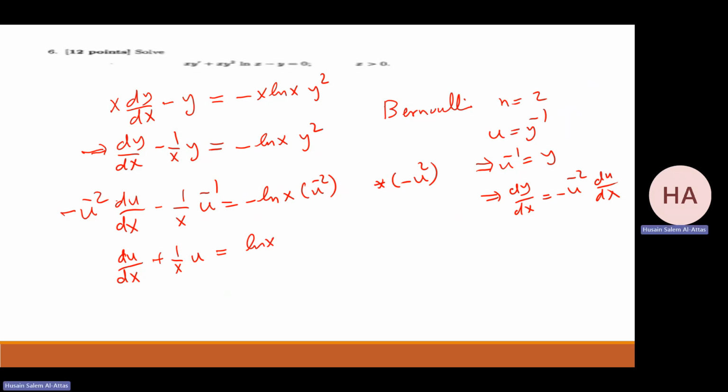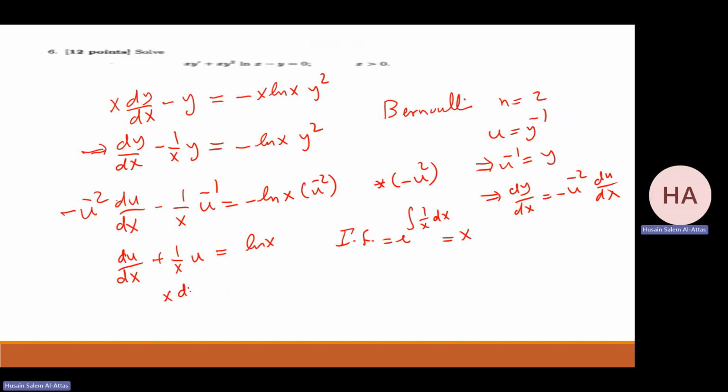Okay. Integrating factor: e to the integral of 1 over x dx would give me x. So I have x du over dx plus u equals x ln x. Okay, that means d over dx of xu equals x ln x. So I need to integrate this. To do that, I need integration by parts.